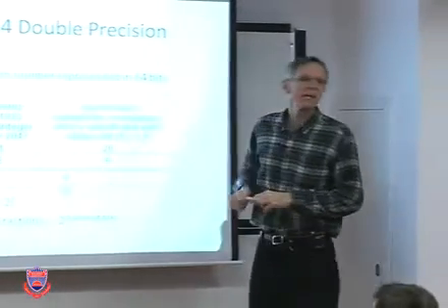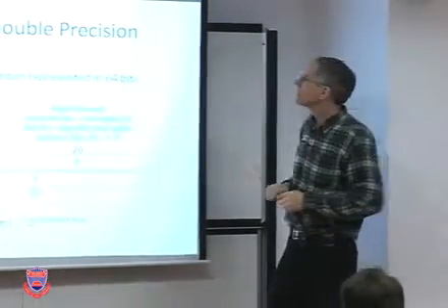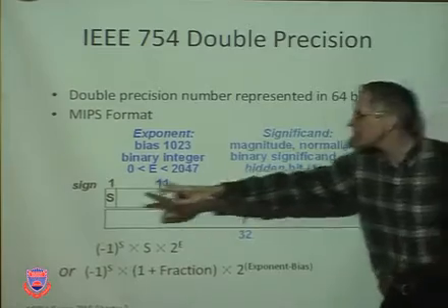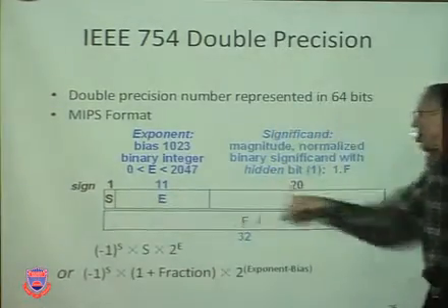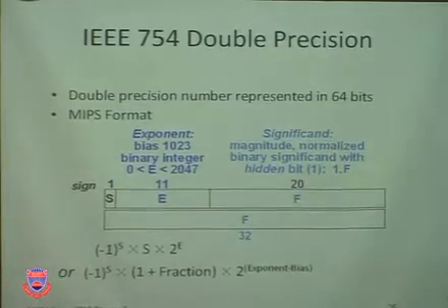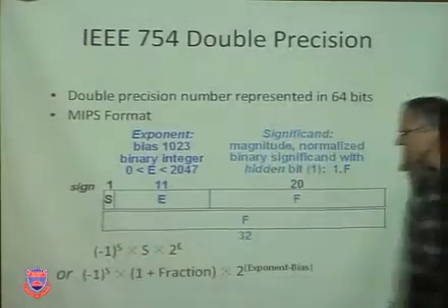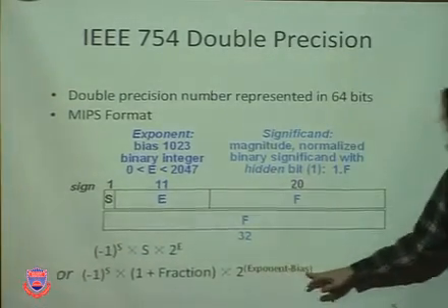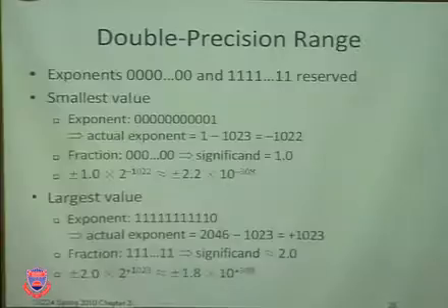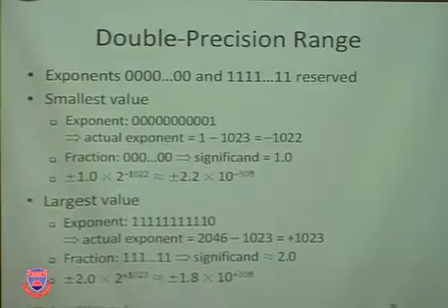But we might want bigger numbers and smaller numbers. And so double precision allows us to do that. The MIPS format for double precision is a sign bit, an 11-bit exponent, and 52 bits of mantissa. And so the formula is as it was before, 2 to the exponent minus the bias. Now our bias is 1,023, so that's what we'll subtract out. So here we go again.